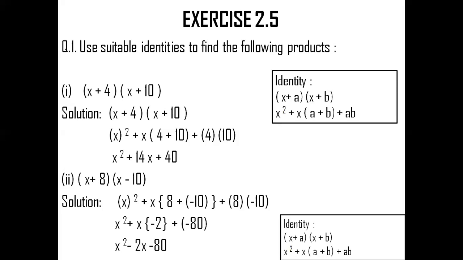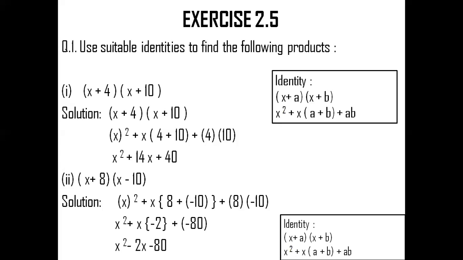In the first bracket, it is plus 8, and in the second bracket, it is minus 10. So, which identity shall we use? Yes, the same identity, which is (x + a)(x + b). What is x over here? It is x itself. What does a stand for? Plus 8.